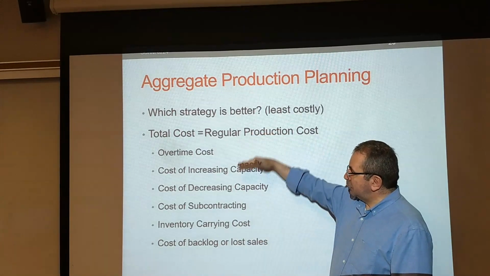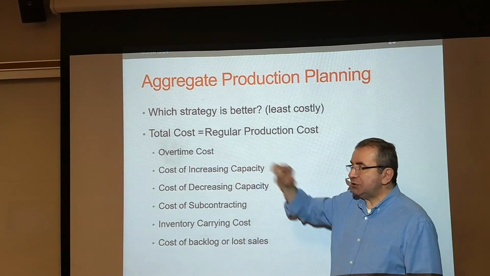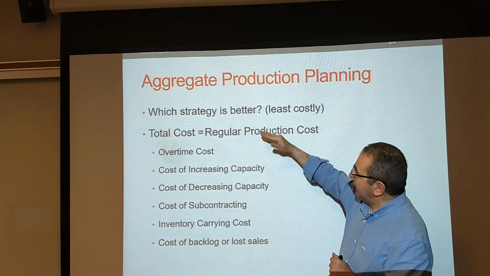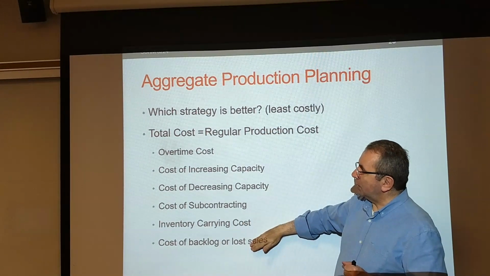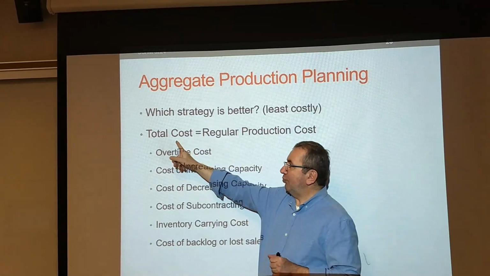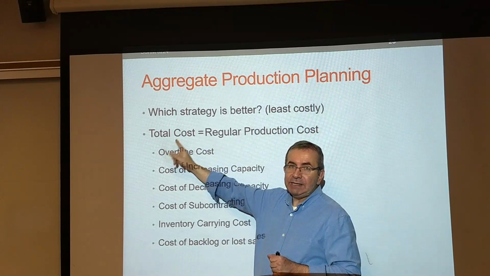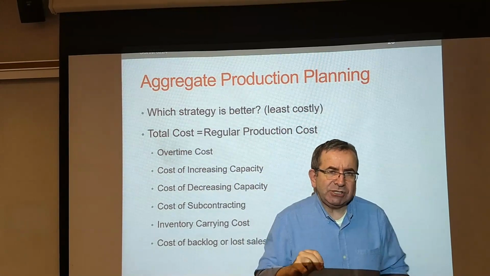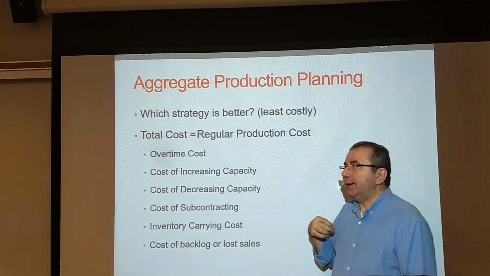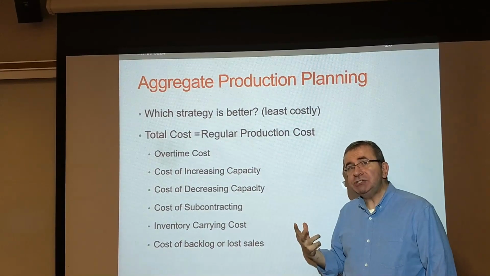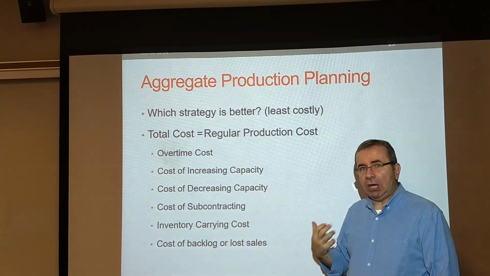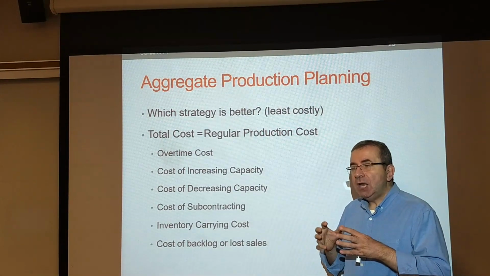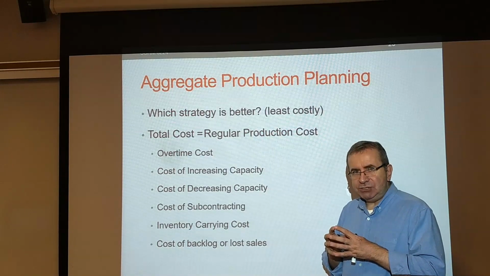So the sum gives you the total cost. You will try different strategies, calculate the total cost, and you want to find the strategy that gives you the lowest total cost. Now, level strategy and chase strategy are not your only options. You can have a mixture of both. You can have hybrid strategies.